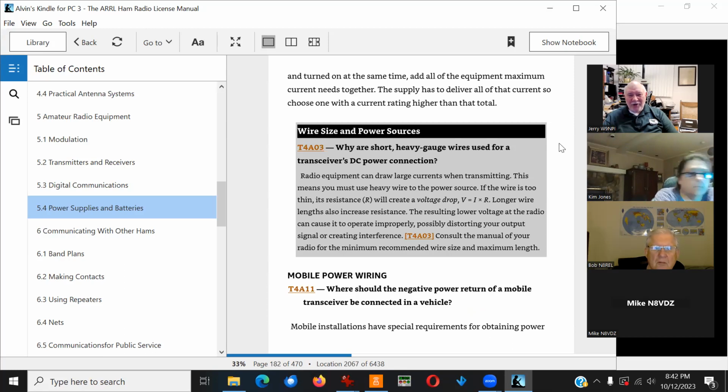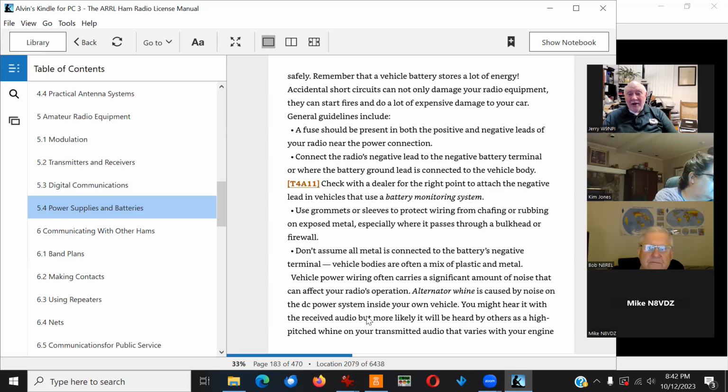Why are short heavy gauge wires used? Because of the voltage drop. Yeah, okay, so it's right in there. Negative power return should be in the negative line, and a fuse should be in the positive and negative. Check with a dealer. You're tempted to drill a hole in the firewall of your car to get the wire through. Make sure you do it right. Make sure that you seal it right. You don't want carbon monoxide coming into the car.